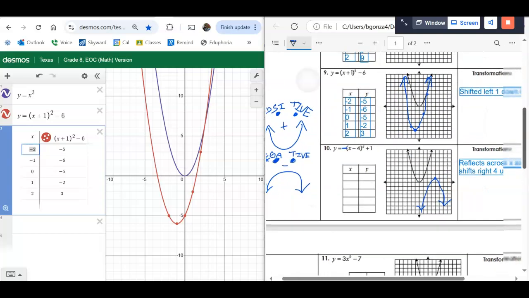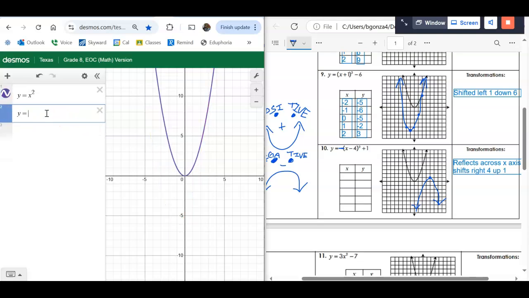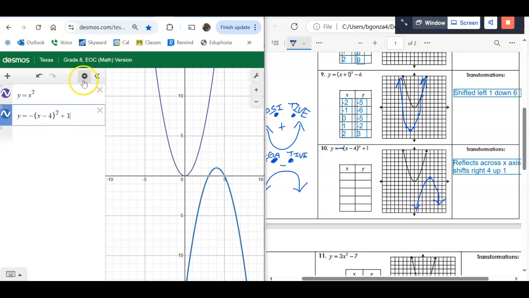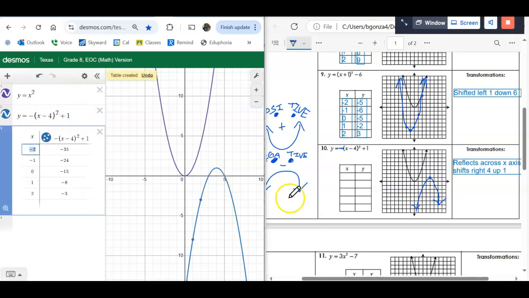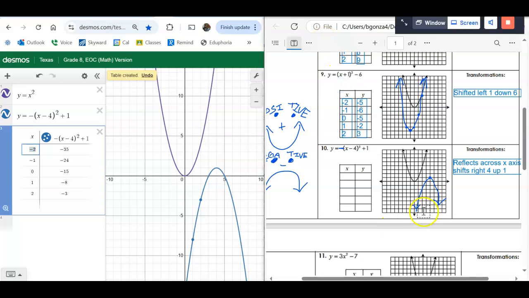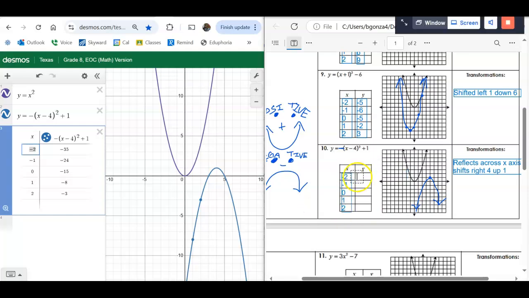That's the idea. But just to make sure I got the right numbers, let's get this going right here. Y equals -(x minus 4) squared plus 1. Hit the gear and the table. Let's go ahead and fill this in real quick. Now, some of these numbers may not be on the grid. Fine. You could also change the values of your table.